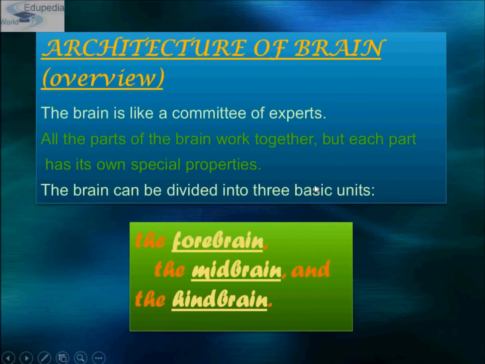Now the architecture of the brain we will be studying in detail. The brain is like a committee of experts that work in conjugation with each other. All parts of the brain work together, but each part has its own special properties. And they can be divided into three basic units: forebrain, midbrain and hindbrain.